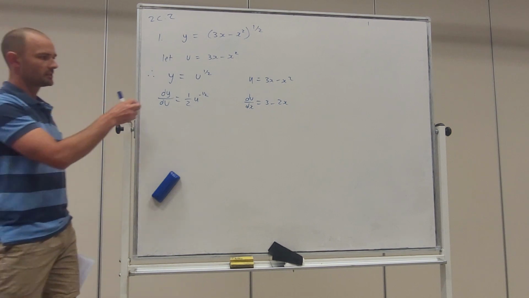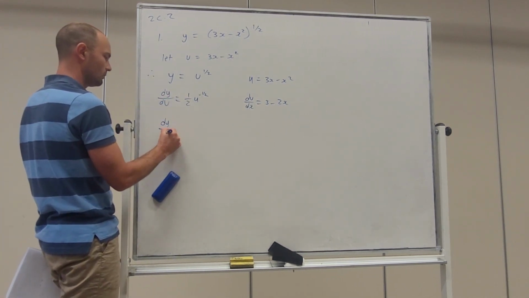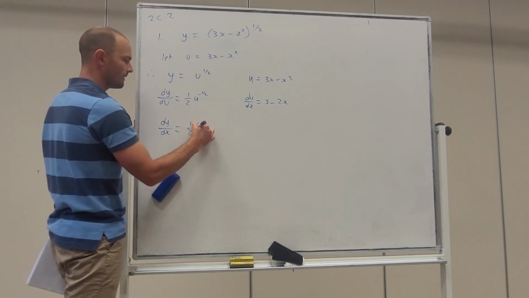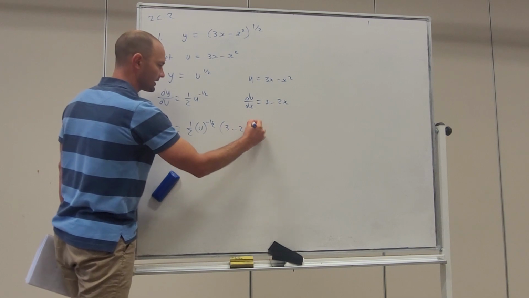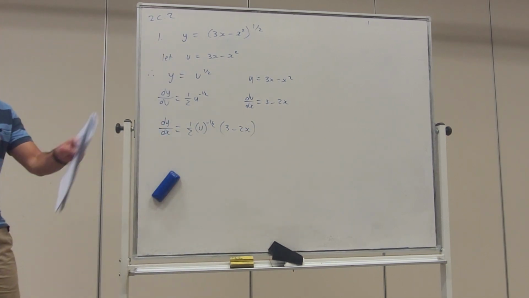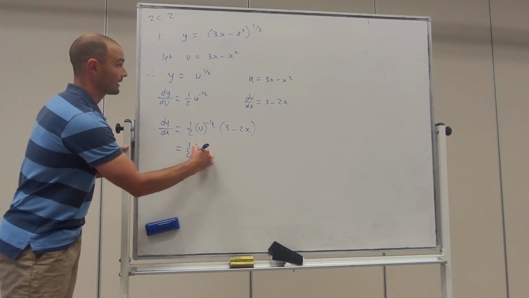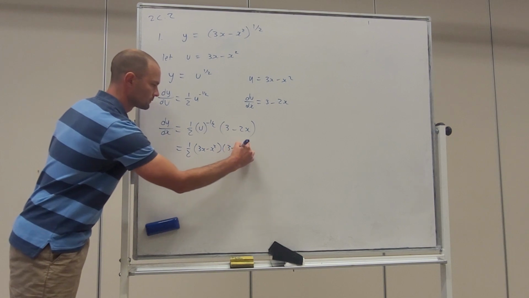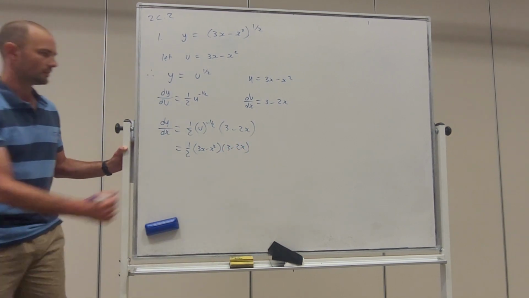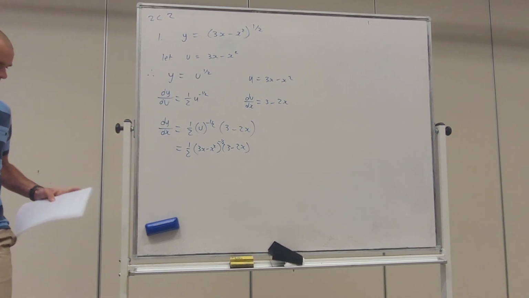And then dy on dx is just those two multiplied together, isn't it? So we'll make the statement, dy on dx is half u to the minus half multiplied by 3 take 2x. And we want it expressed in terms of one variable, so we'll substitute u back in. Don't forget the minus half there. Okay.